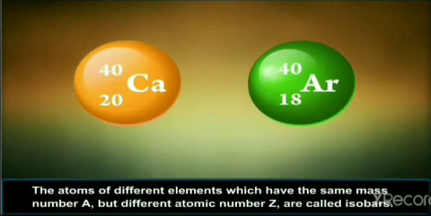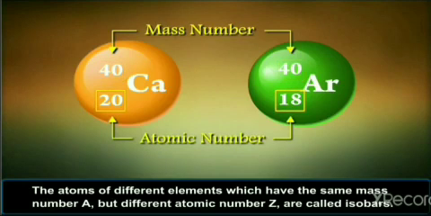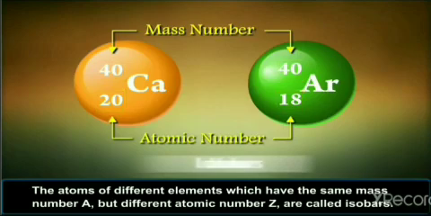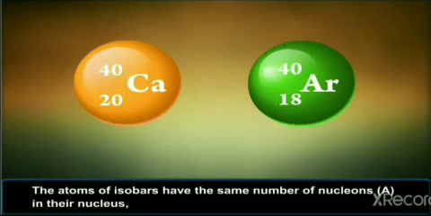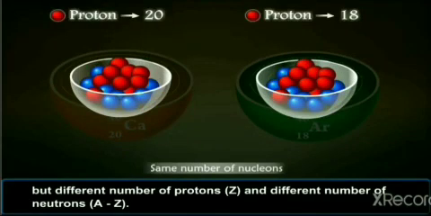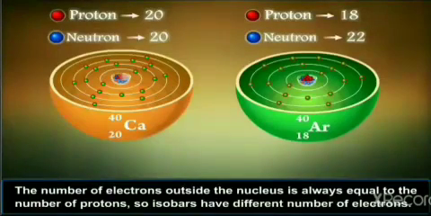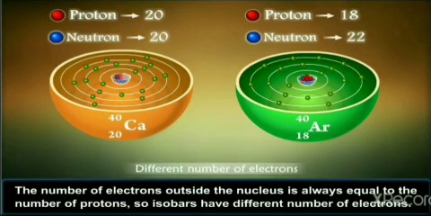Isobars. The atoms of different elements which have the same mass number A but different atomic number Z are called isobars. The atoms of isobars have the same number of nucleons A in their nucleus but different number of protons Z and different number of neutrons A minus Z. The number of electrons outside the nucleus is always equal to the number of protons, so isobars have different number of electrons.